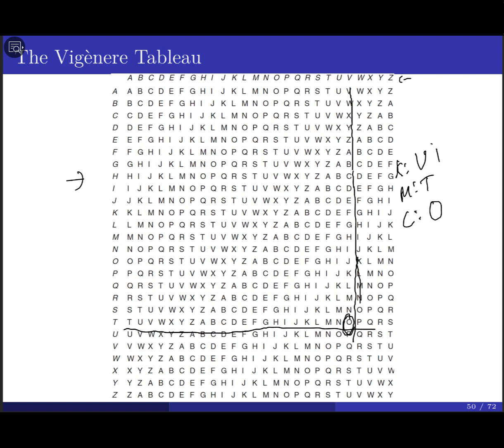Continue with the next one. The next plain text letter is I, and the key letter, I guess, is going to be H. So I'm going to go with I here, and you have H. The intersection is going to give me the ciphertext, sorry, it's going to be P.